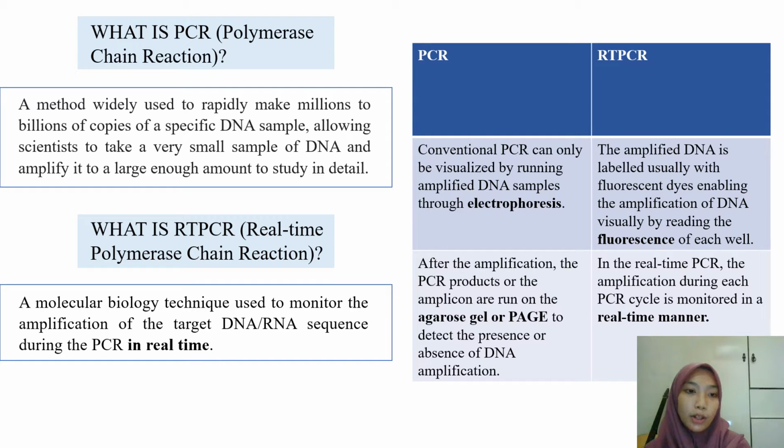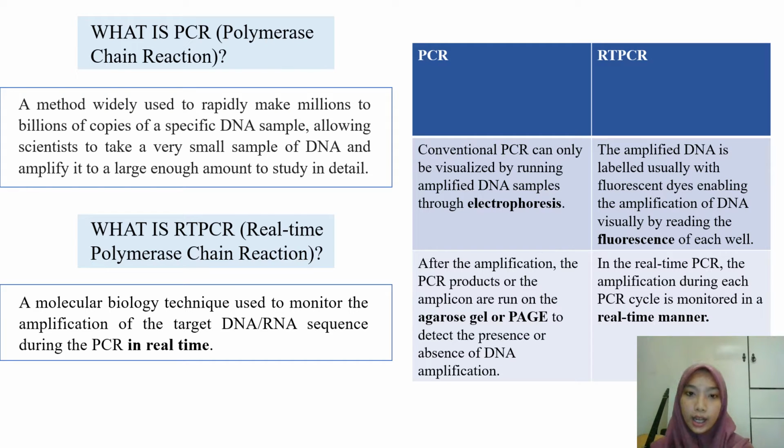RT-PCR is a molecular biology technique used to monitor the amplification of the target DNA or RNA sequence during the PCR in real time. So what is the difference between PCR and real-time PCR? Conventional PCR can only be visualized by running amplified DNA samples through electrophoresis. Meanwhile, in real-time PCR, the amplified DNA is labeled usually with fluorescent dyes, enabling the amplification of DNA to be seen visually by reading the fluorescence of the amplified DNA.